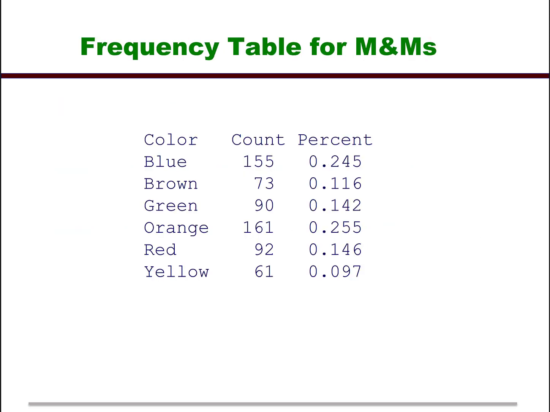Here is the frequency table. You can see from this almost half of the M&Ms are either blue or orange. Now let's assess the brown M&Ms. We can see that the percentage is about 11.6%.